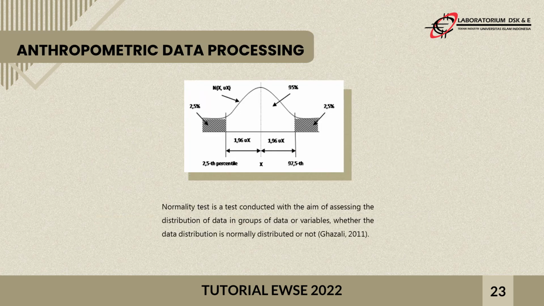Next, we talk about anthropometric data processing. Entering into the processing of anthropometric data, in this anthropometry we will use a normality test. As you know, the normality test is a test conducted with the aim of assessing the distribution of data in a group of variables, whether the distribution of data is normal or not.